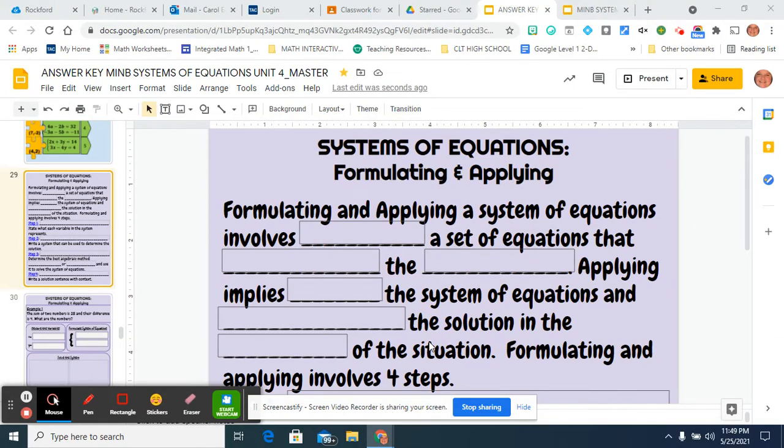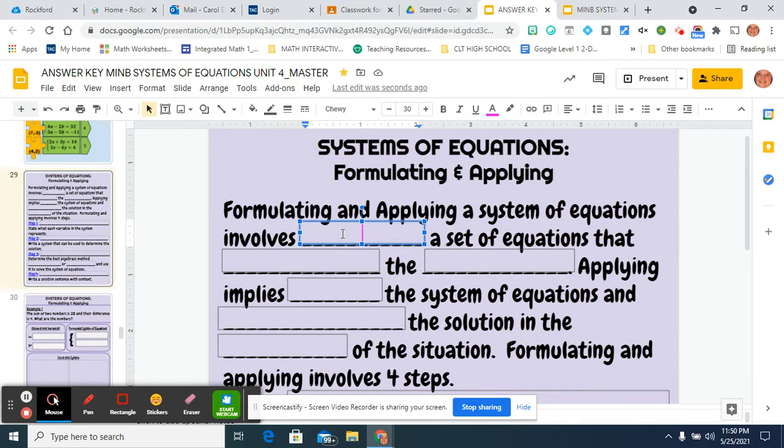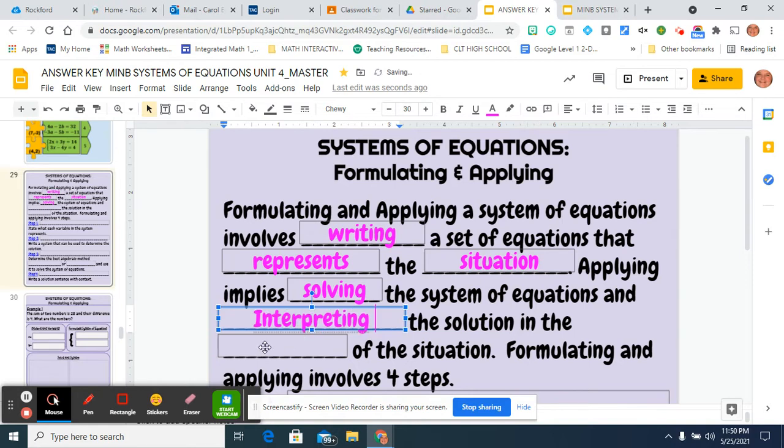Okay, today we start talking about formulating and applying a system of equations. Formulating and applying a system of equations involves writing a set of equations that represents a situation. And applying a system of equations implies solving the system of equations and interpreting the solution in context of the situation.